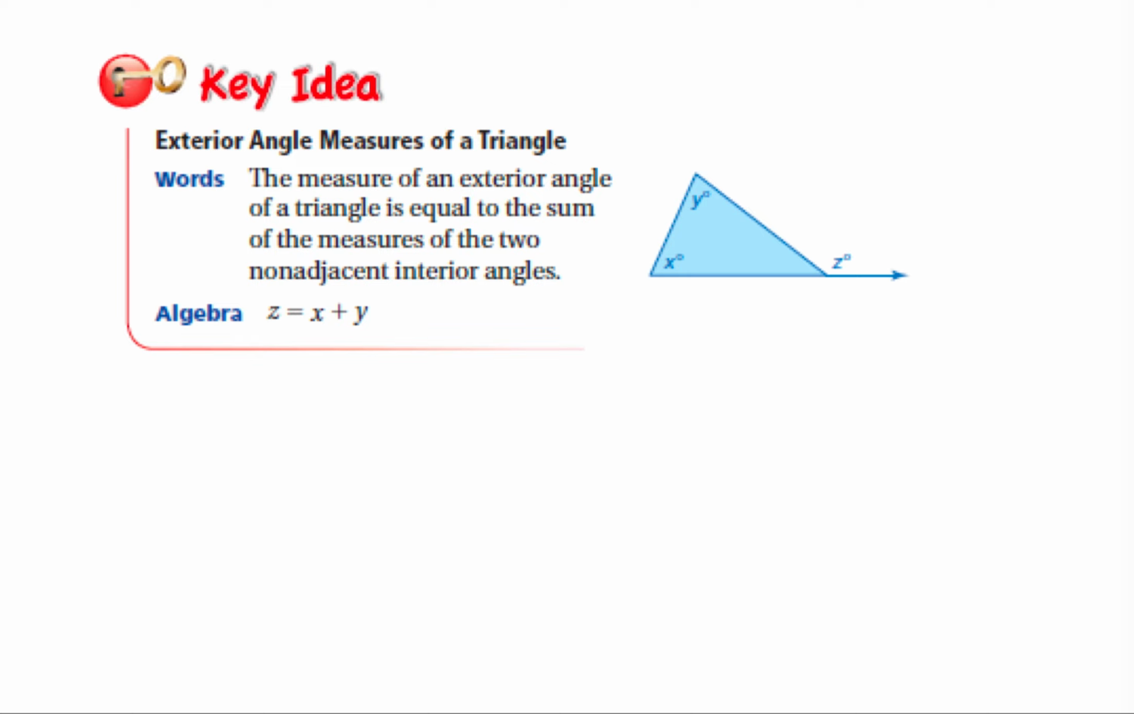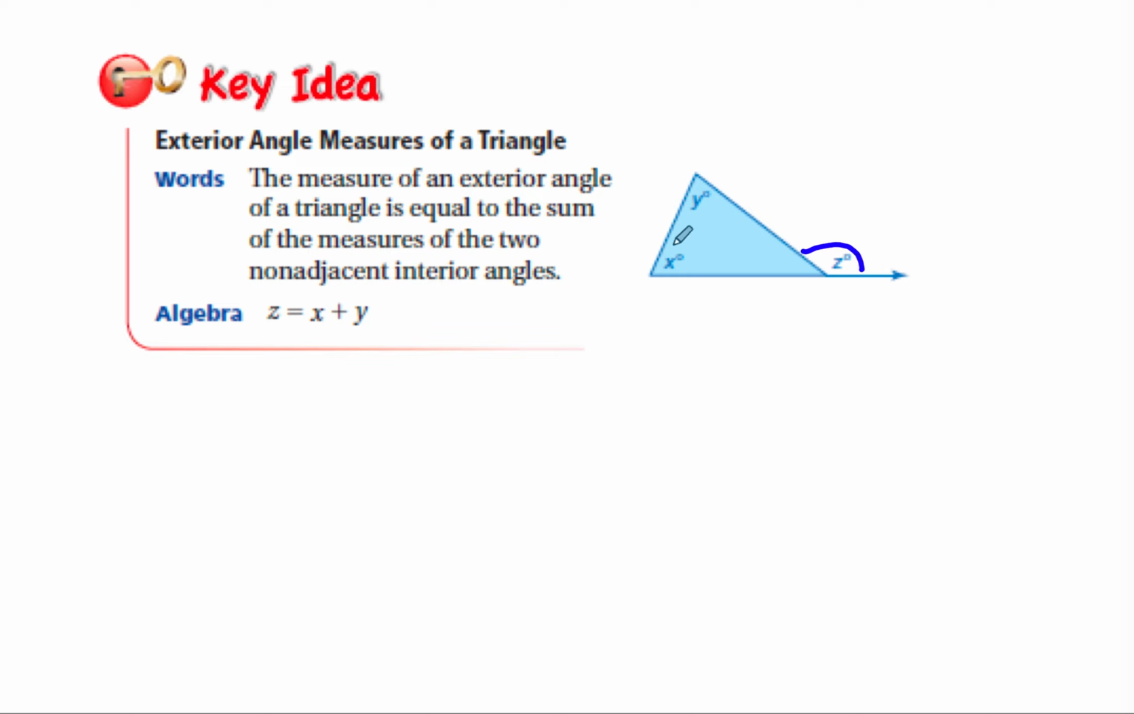The exterior angle measures of a triangle. So the measure of the exterior angle of a triangle is equal to the sum of the measures of the two non-adjacent interior angles. Now that is a lot of words and a little hard to understand without looking at the picture. So let's look at it. The measure of the exterior angle, here z is exterior. Remember, in our last lesson, we looked at exterior angles being on the outside of parallel lines. Here is the outside of this triangle. It's an exterior angle because it's on the outside.